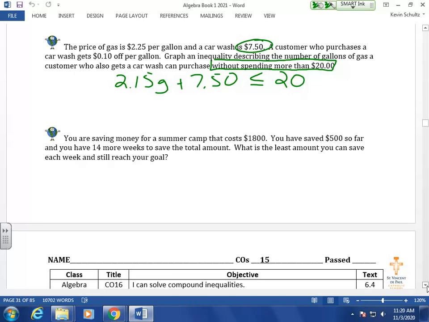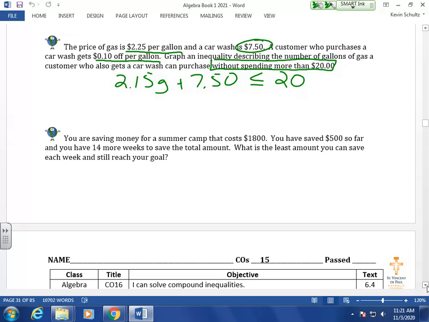Debbie? It's an unchanging fee, right? The car wash is the car wash. It's $7.50 regardless of how many gallons of gas you get. And the 2.15 comes from the original price per gallon, but a car wash purchaser gets 10 cents off per gallon. Okay, so if you get 75 gallons of gas, your car wash is essentially free. What a deal, right? So you'd subtract that 10 cents from the 2.25, you get $2.15.